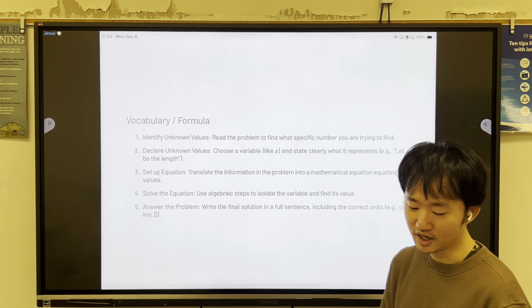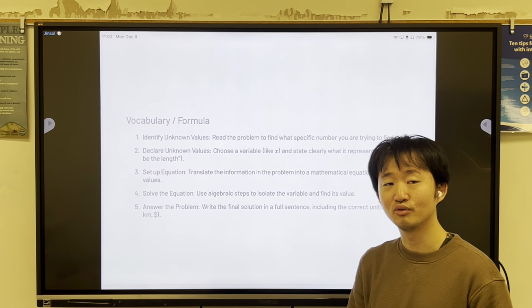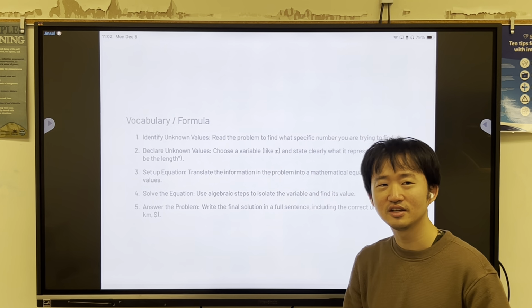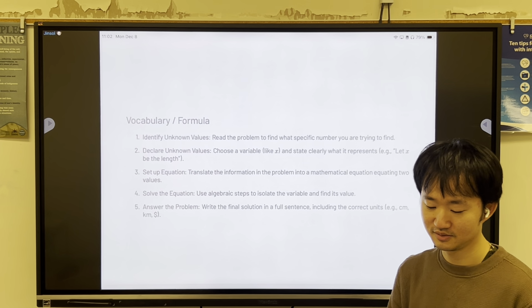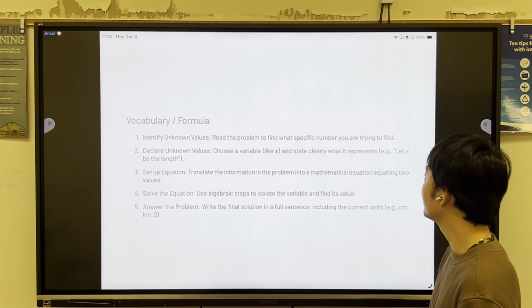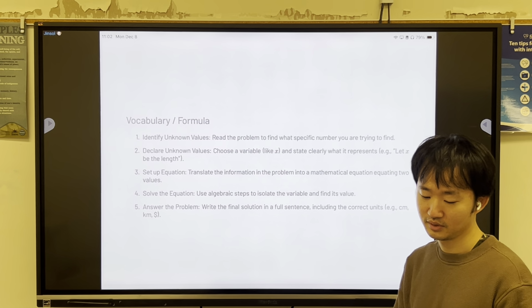So let's recap just one more time. The first step is to identify the unknown values. We read the problem, and we find what specific number we're trying to find. Usually, you can find it in the last sentence. Declare the unknown values. You choose a variable like x and state clearly what it represents. So you can say, let x be something.